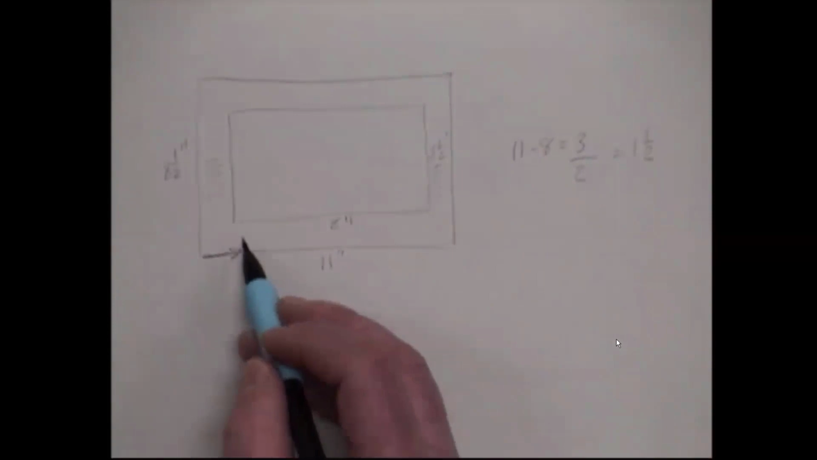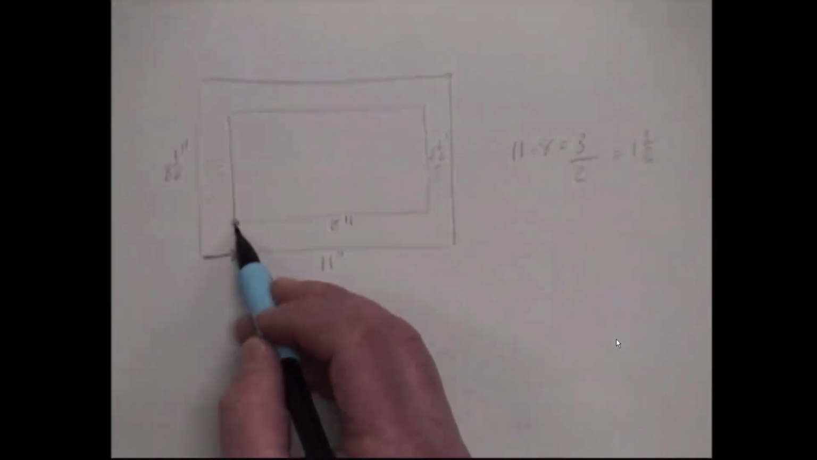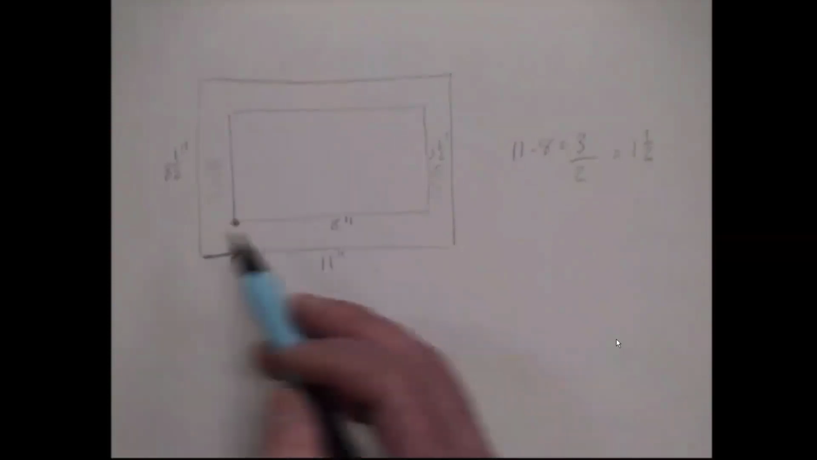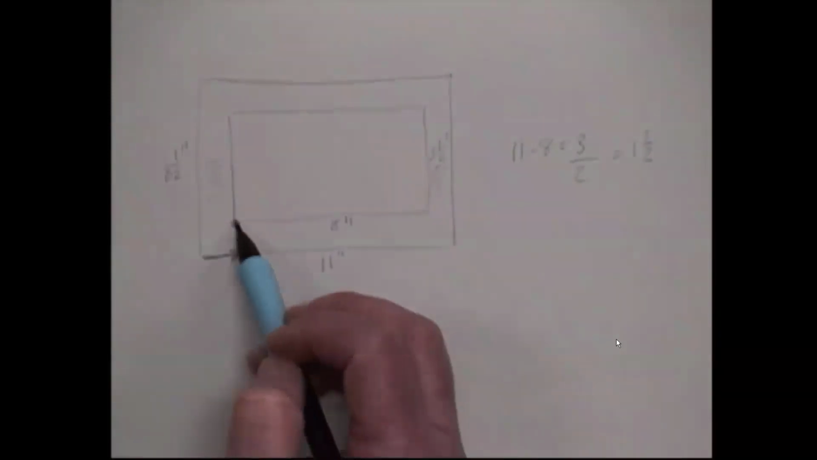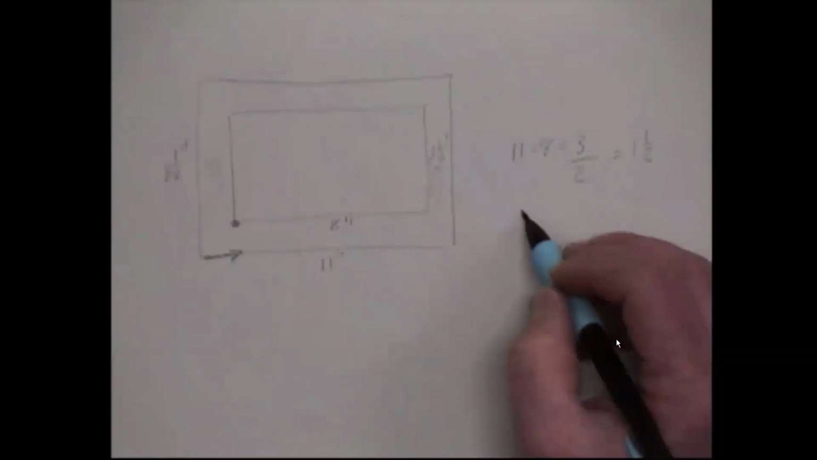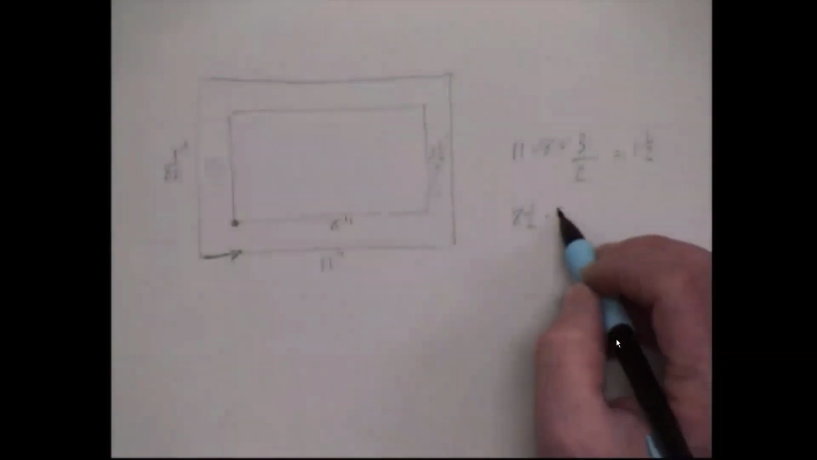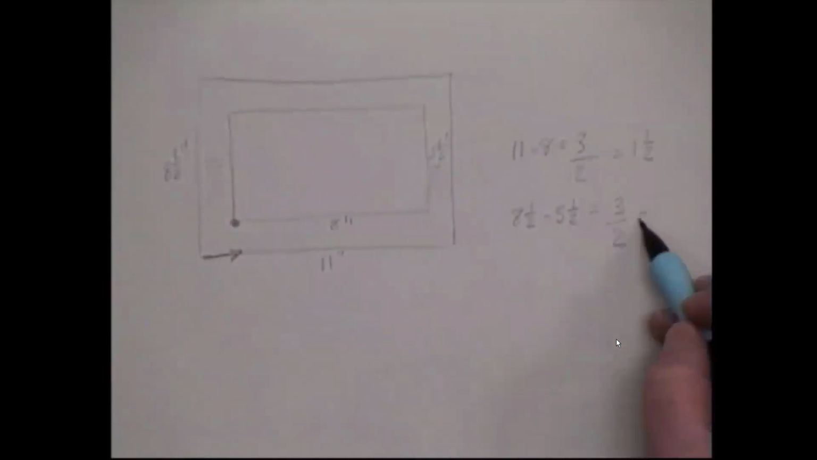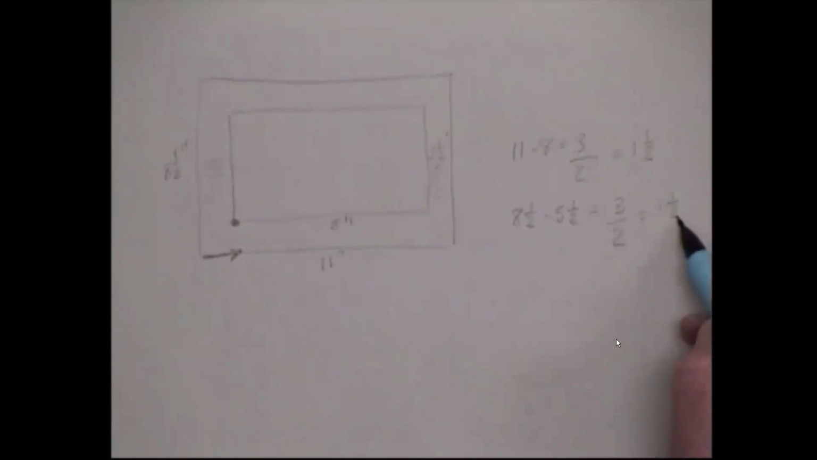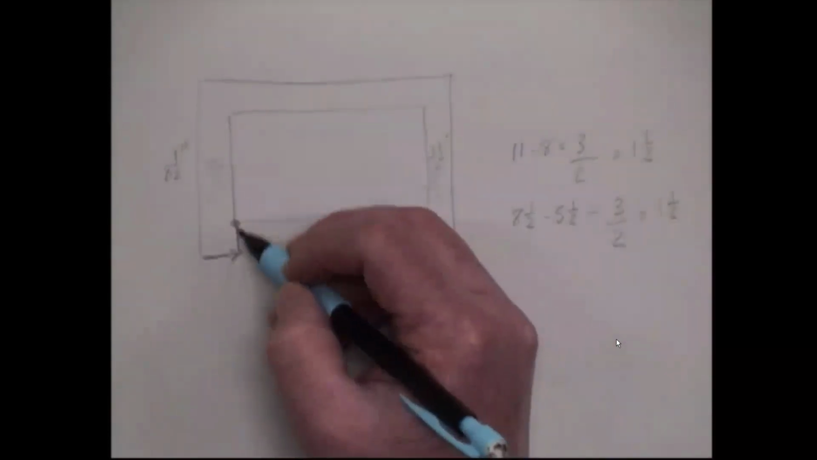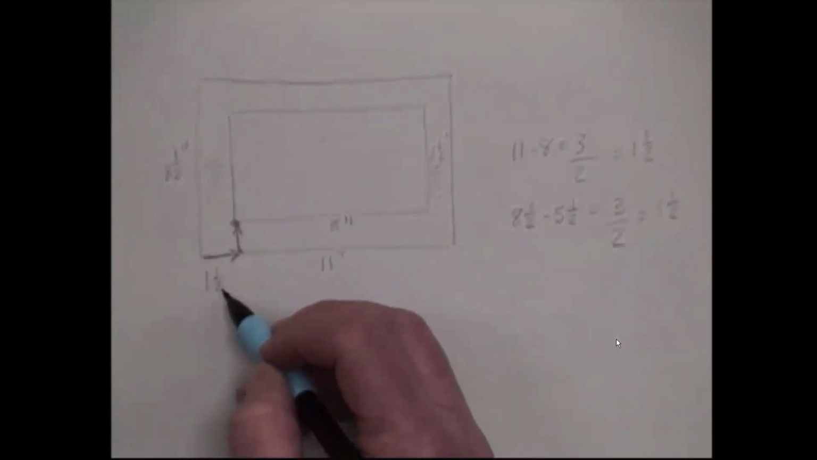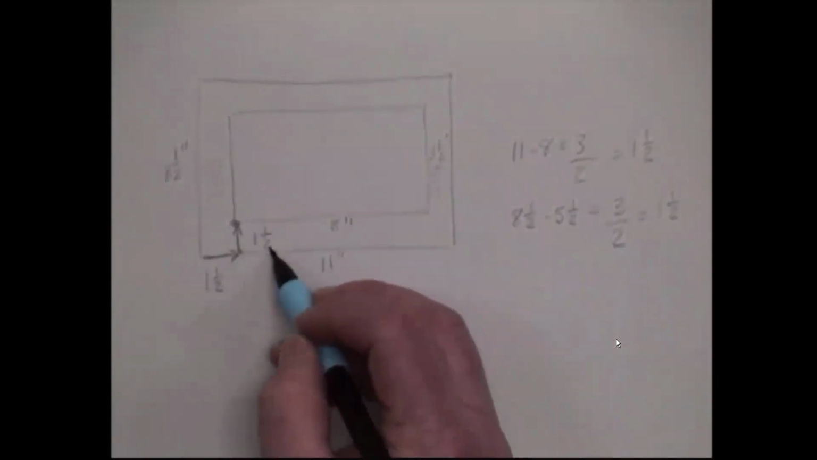What we're doing is finding this start point. So that's how far we're going to go over. And then the distance that we go up to find that start point is going to be 8.5 minus 5.5, which also happens to be 3. We'll divide that by 2, which also gives us 1.5. So on this drawing, we're going up 1.5 and over 1.5.